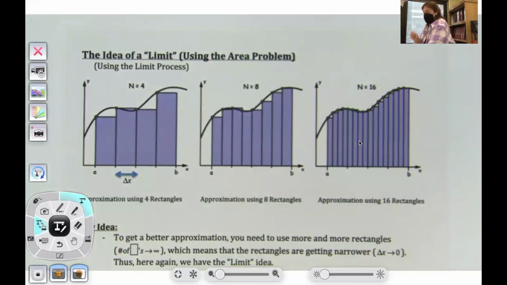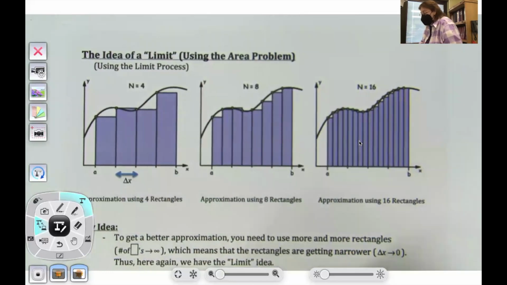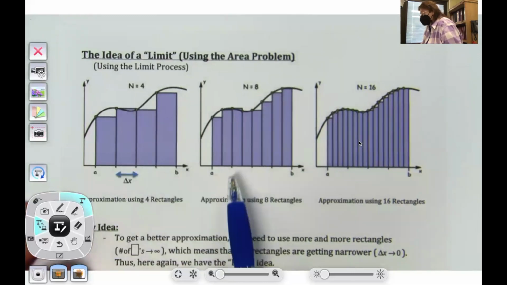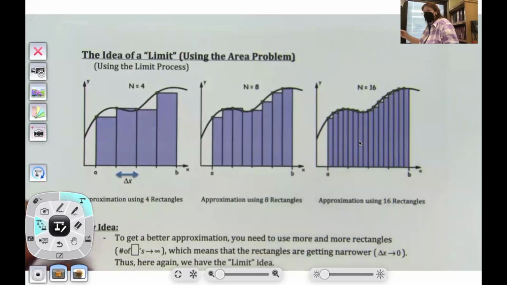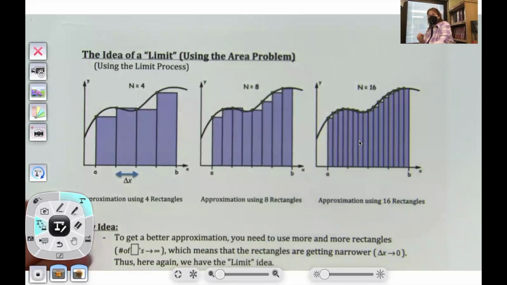Now, as the number of rectangles approaches infinity, what's happening to delta x? Delta x is this wide here, and then over here, delta x is a little bit smaller. Over here, delta x is even a little bit smaller. So delta x is approaching 0. As I let the number of rectangles approach infinity, delta x is approaching 0. That's your limit process. This is this idea of a limit. And what's it ultimately going to do? It's going to ultimately allow us to calculate the area under that curve, an irregular shape.